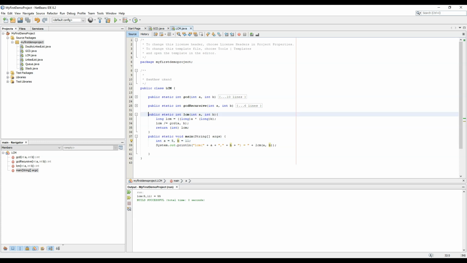So this is how we calculate the LCM of two numbers in Java using NetBeans IDE. We just exploited the mathematical property that the product of two numbers is equal to the GCD times the LCM of the two numbers. So the LCM of the two numbers becomes the product of the two numbers divided by the GCD.